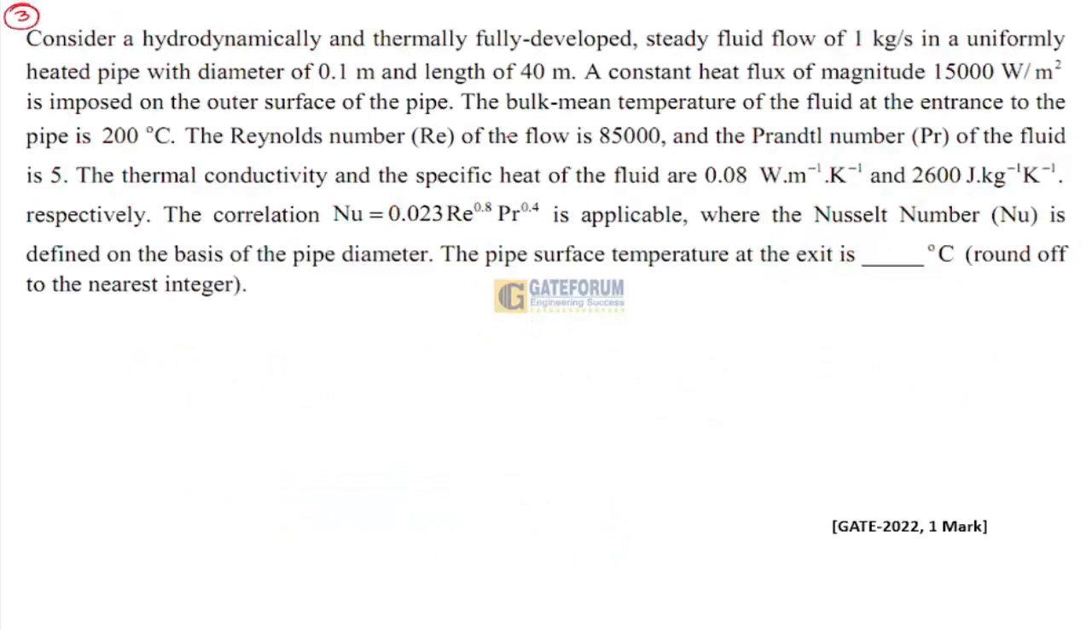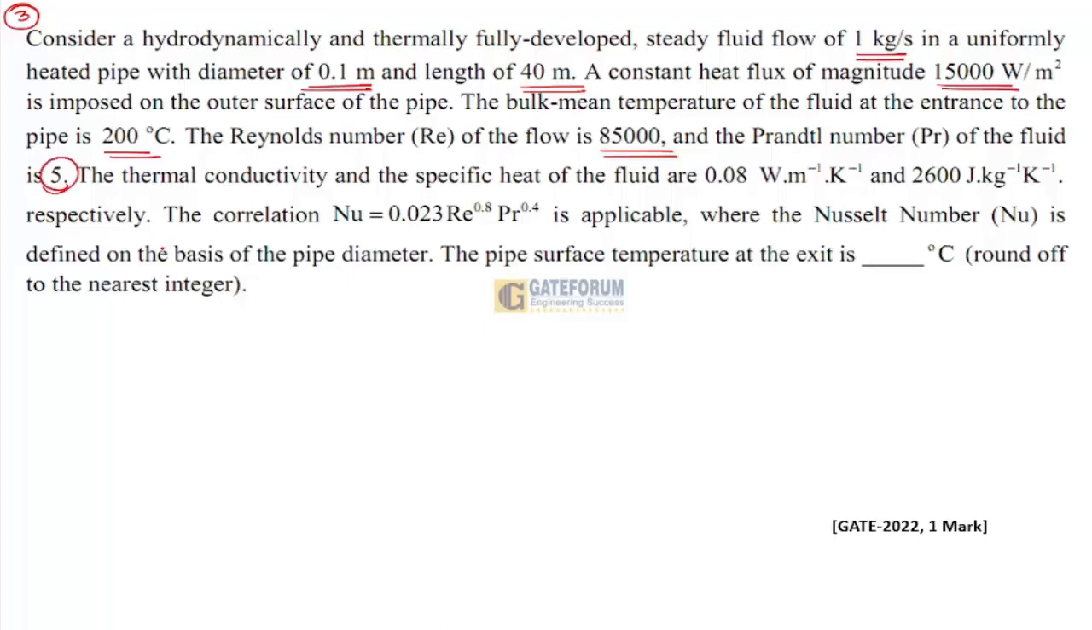Consider a hydrodynamically and thermally fully developed steady flow of 1 kg per second in a uniformly heated pipe with a diameter of 0.1 meter and a length of 40 meter. A constant heat flux of magnitude 1500 watt per meter square is imposed on the outer surface of the pipe. The bulk mean temperature of the fluid at the entrance is 200 degrees centigrade.